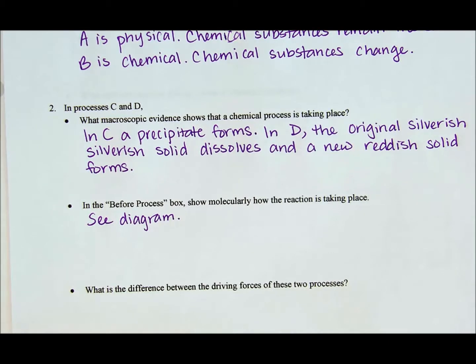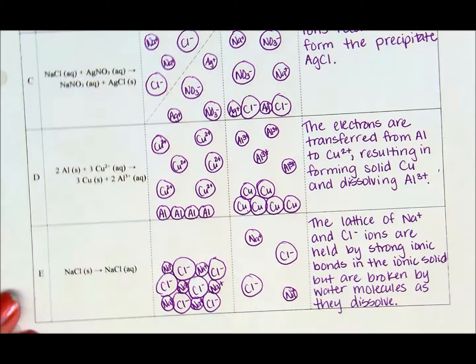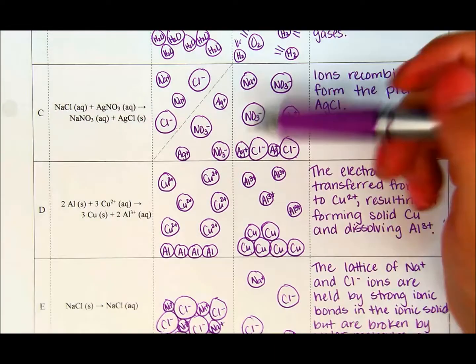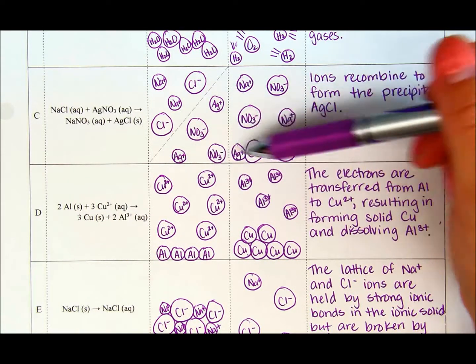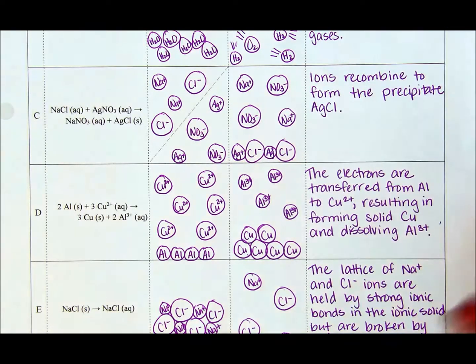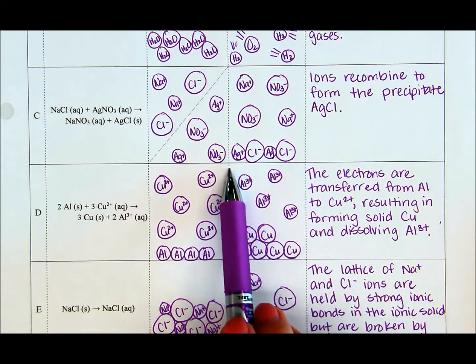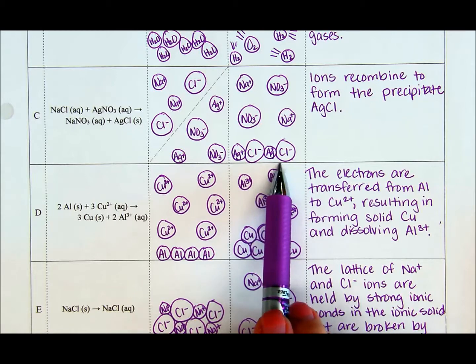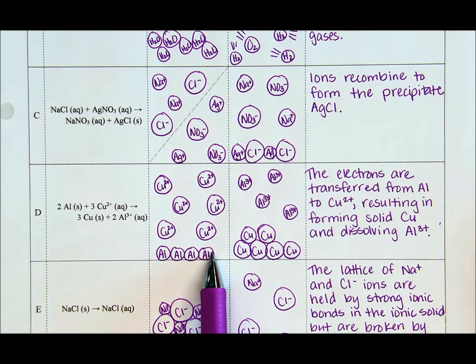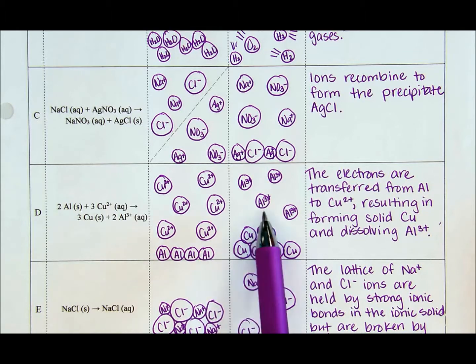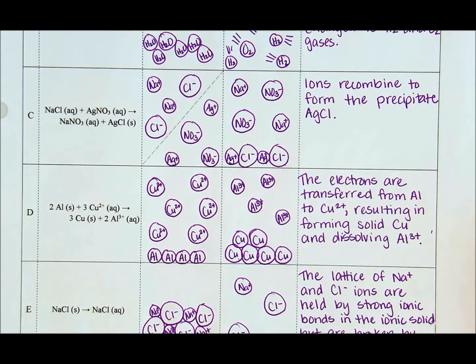Okay, what is the difference between the driving forces of these two processes? So what that means is, what's the difference in what causes this reaction to happen? So the driving force for C, or what's causing C to happen, is the precipitate of the insoluble salt, so the formation of this precipitate of this silver chloride. What's causing D to happen is the exchange of electrons. And so that aluminum is going to give up its electrons to copper, and that's what's going to cause this reaction to happen.